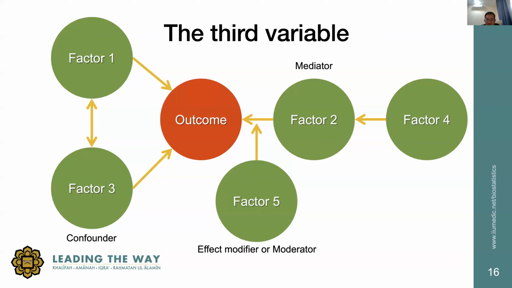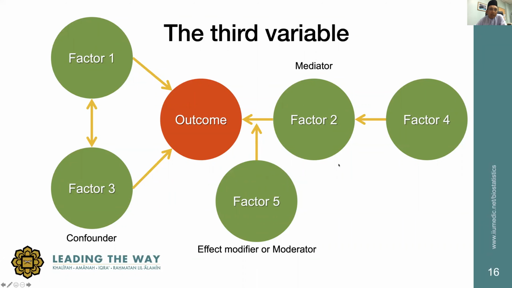Prof, I'd like to ask, what is the difference between effect modifier or moderator and mediator? Because they are like in the middle between two variables. It's very obvious here. Mediator is the middle person, which is in between two variables. Factor 5 is not in between. You do not see any arrow towards it. If you want to understand beyond statistics, it is a bit difficult conceptually, but it will modify the effect only.